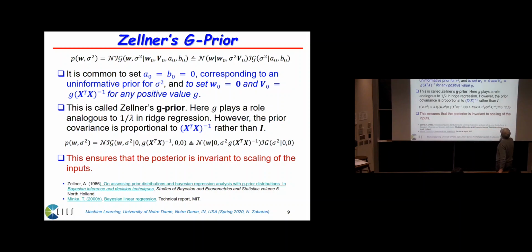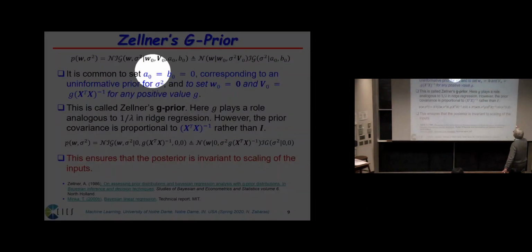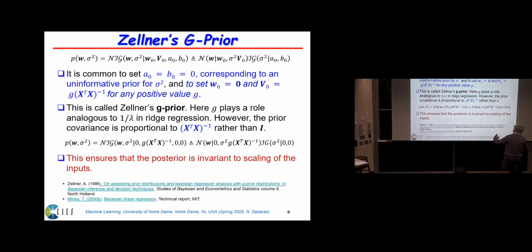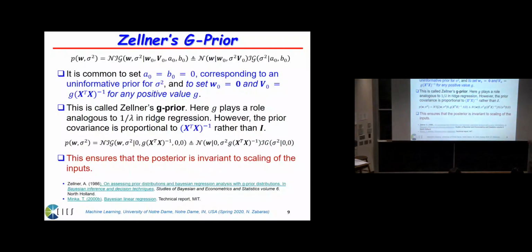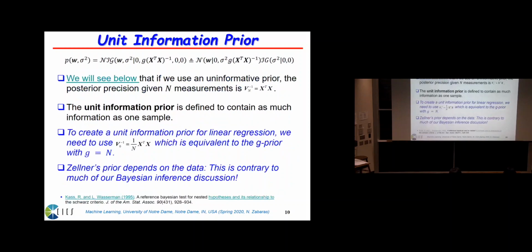So again, only uninformative on sigma squared by taking A0, B0 equal to 0, and then W0 equal to 0, and V0 equal to this. If you plug all of this into the normal inverse gamma, because that's from where we want to come up with these uninformative priors, this is how it's going to look. So instead of that matrix it is going to be this, here is going to be 0, 0, and you can actually show that the posterior is invariant to the scaling of the inputs. So if the inputs x are in meters and you change them to centimeters, the posterior remains invariant, which is a nice property.